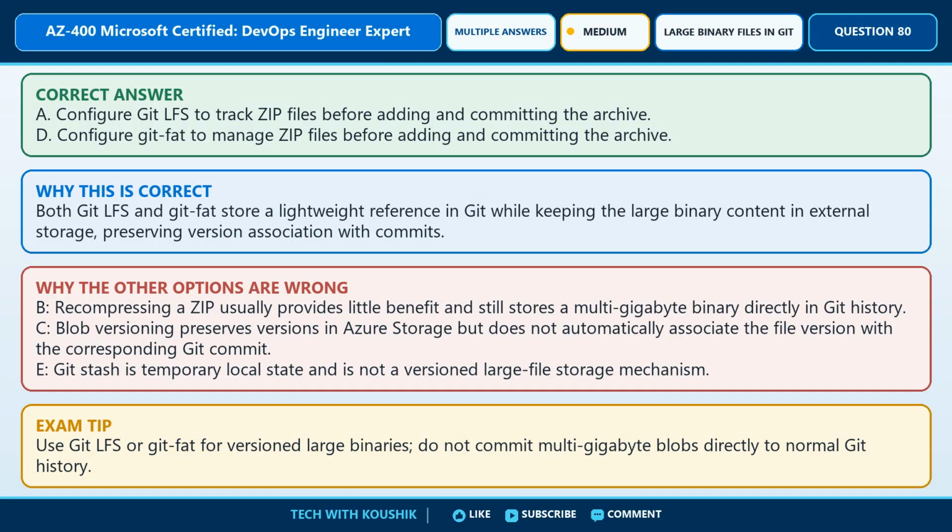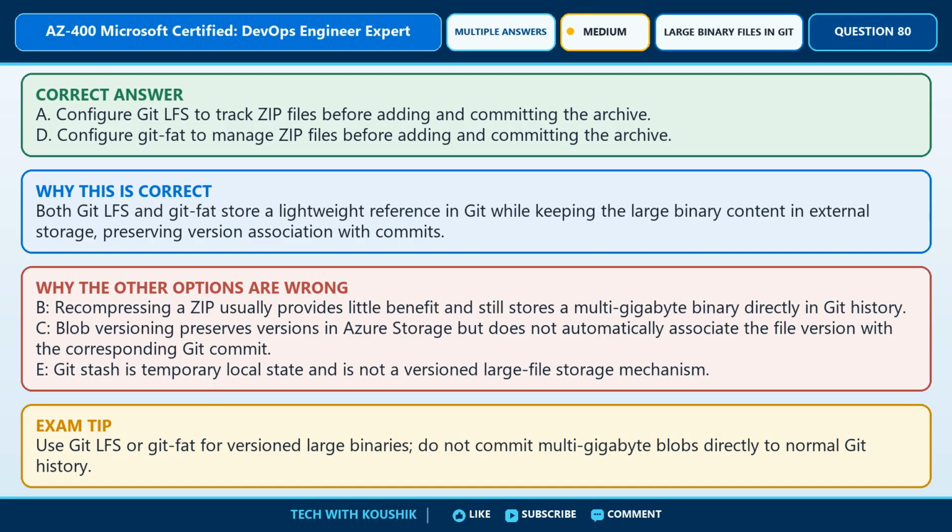The correct answers are option A. Configure Git LFS to track zip files before adding and committing the archive, and option D. Configure Git FAT to manage zip files before adding and committing the archive. Here's why. Both Git LFS and Git FAT store a lightweight reference in Git while keeping the large binary content in external storage, preserving version association with commits.